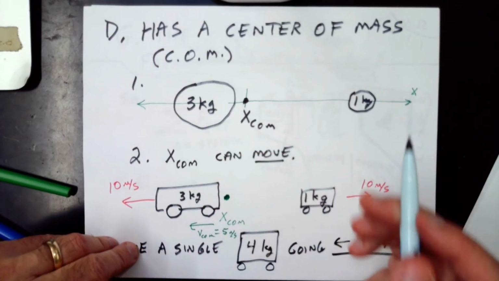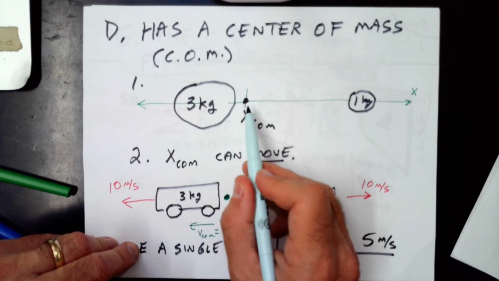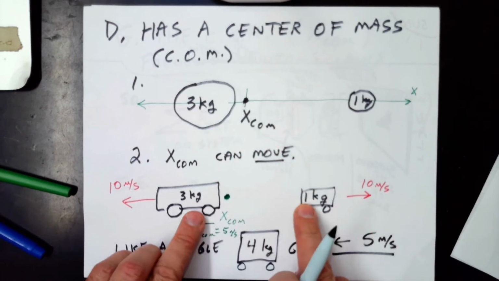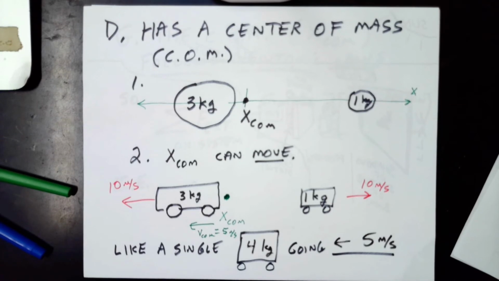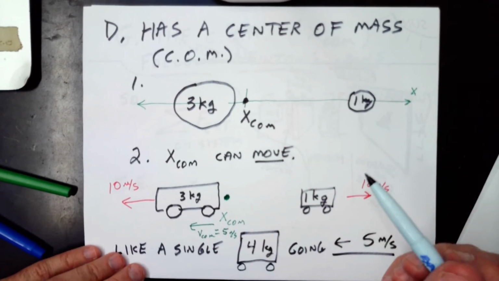Here's our system, two objects. One is 3 times bigger than the other, so the center of mass is 3 times closer to that one. It has a center of mass. If the two objects start moving, that center of mass can move.